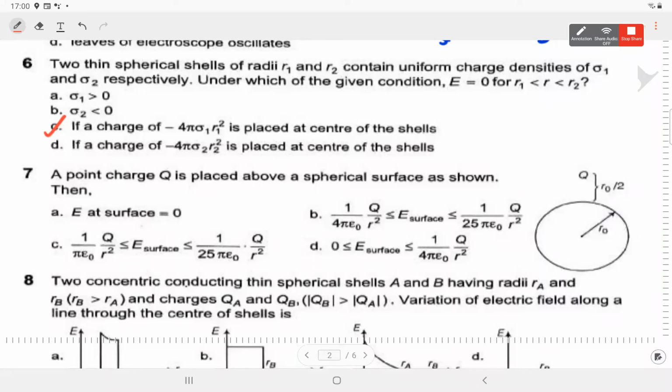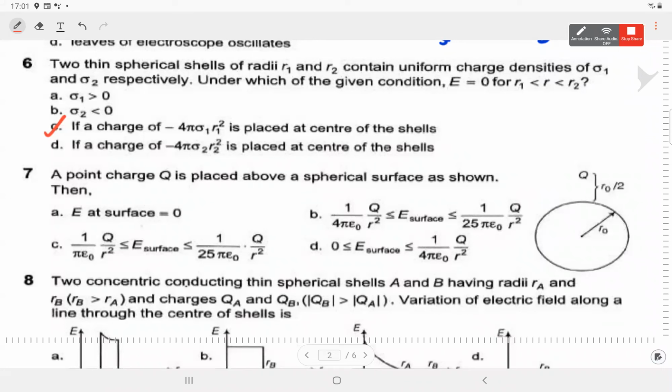Next, question number 7. A point charge q is placed above a spherical surface as shown, then E at surface is 0, or... Point charge q is placed above a spherical surface as shown. और surface के अंदर कोई charge नहीं है, surface पे कोई charge नहीं है. Electric field at surface is 0.